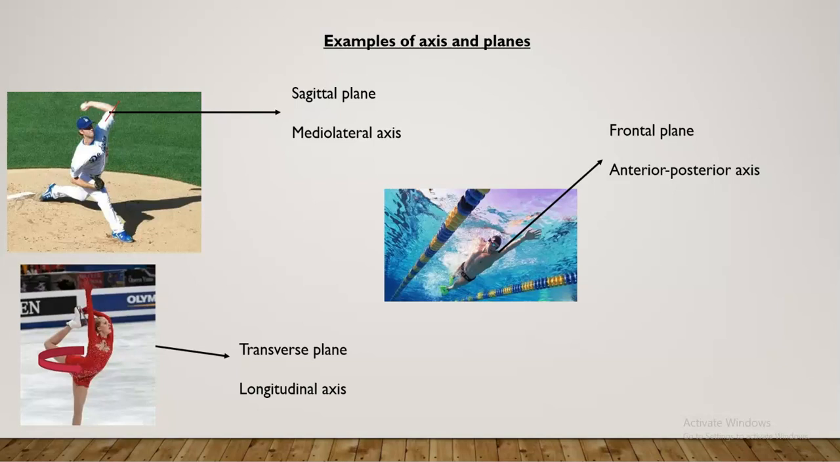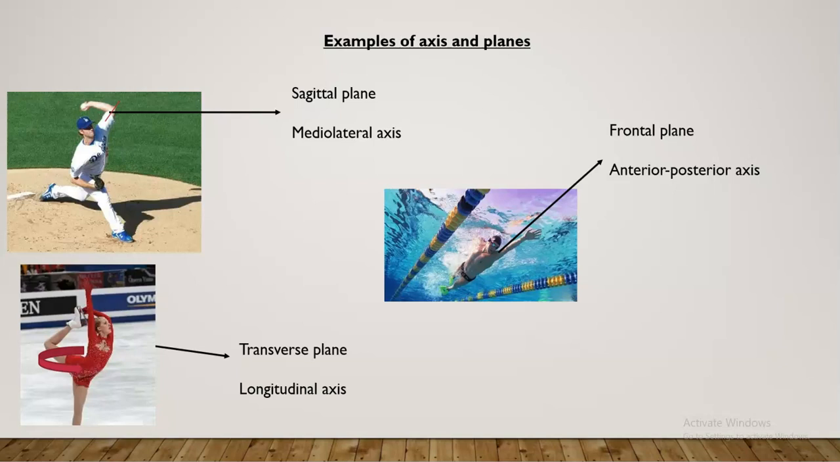Another example could be of a figure skater performing a pirouette. The trunk will perform rotation, which is performed in the transverse plane. The transverse plane splits the body into a superior and inferior section. This is then linked to the longitudinal axis, which enters the body through the top of the head and then goes straight down, so it goes from superior to inferior.